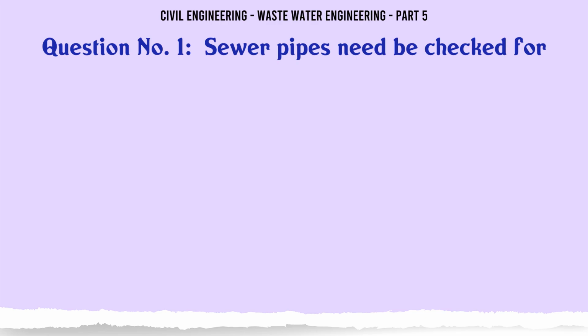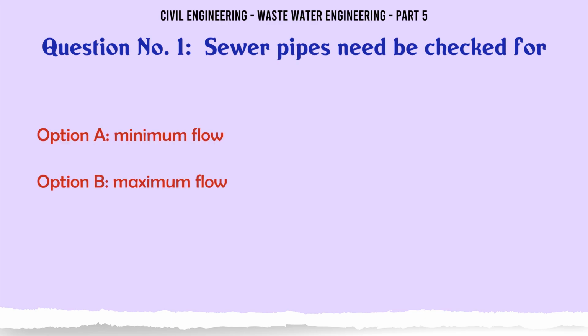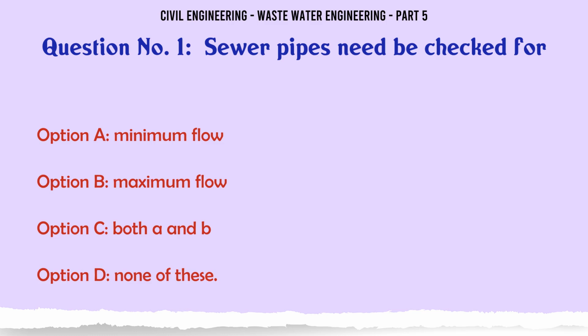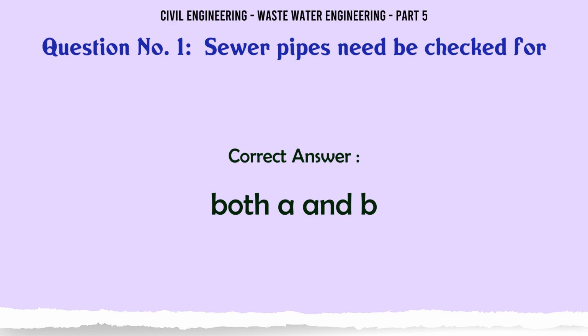Sewer pipes need to be checked for: A. Minimum flow, B. Maximum flow, C. Both A and B, D. None of these. The correct answer is both A and B.